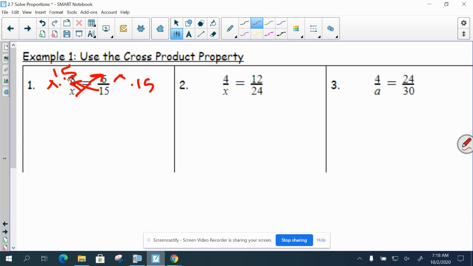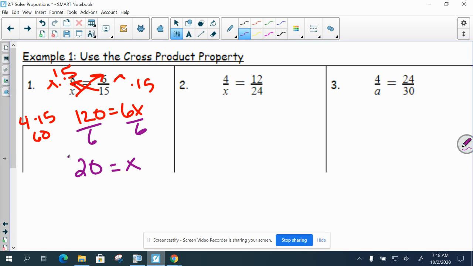So then you get 8 times 15. Oh, what's 8 times 15? Well, 4 times 15 is 60. So 8 times 15 is 120. So 120 equals 6x. And then to solve for x, you just divide by the 6, and you get 20. Okay, another way we could have done this is to first simplify 6 over 15, and that would have made our problem a little bit easier.